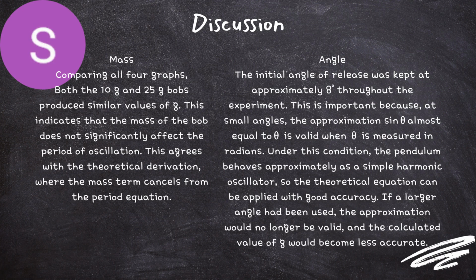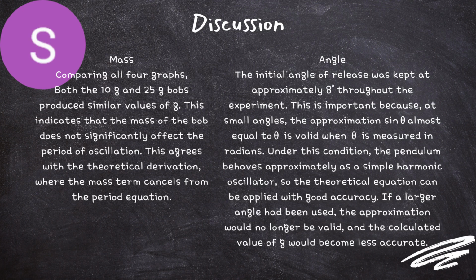For the discussion part, by comparing all four example graphs of 10 gram and 25 gram, both the 10 gram and 25 gram bulbs produce similar values of g. This indicates that the mass of the bulb does not significantly affect the period of oscillation. This agrees with the theoretical derivation where the mass term cancels from the period equation, so the mass is independent of the period of a simple pendulum.